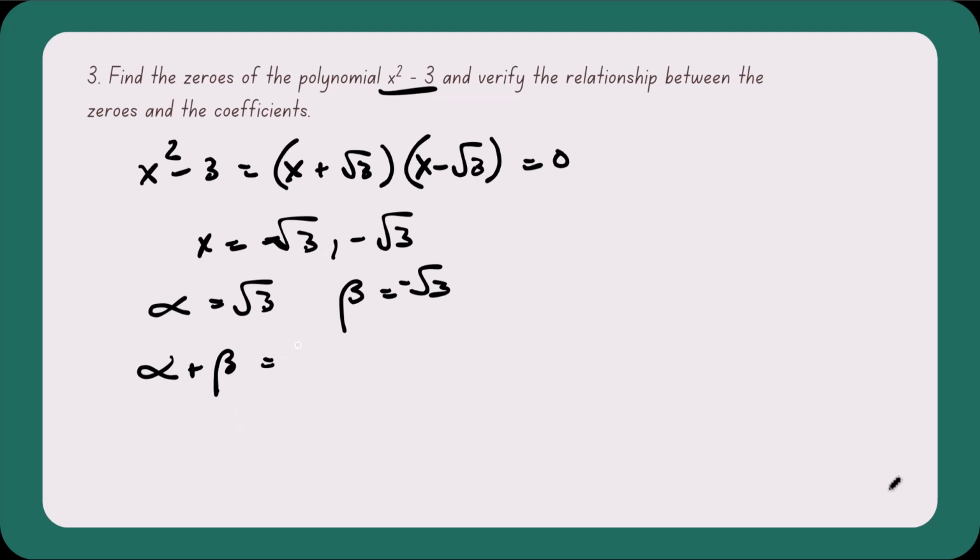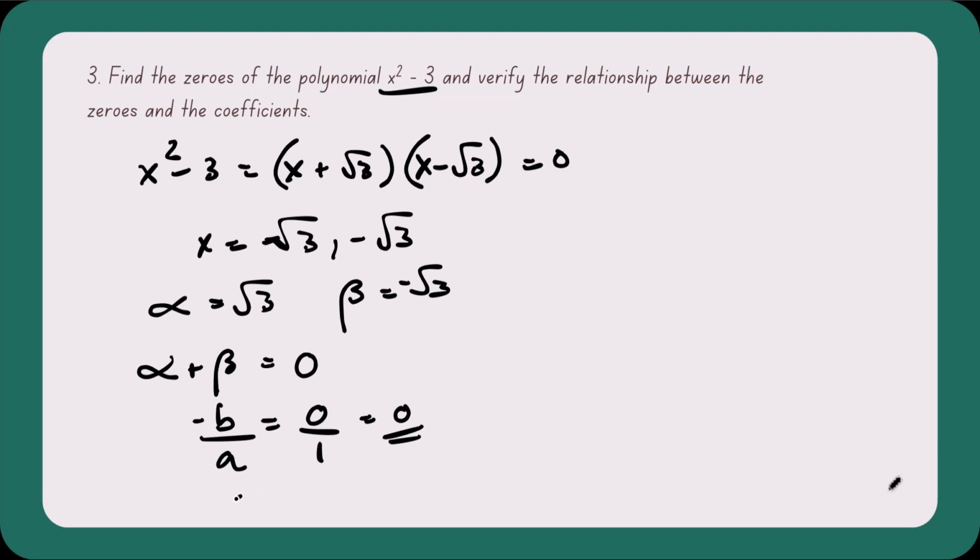So we have alpha is root 3 and minus root 3, so it will become 0, correct? What is minus b by a? Minus b by a here will become, what is b here? A here is 1. What is b? B is 0, right? So 0 by 1, so it will become 0.